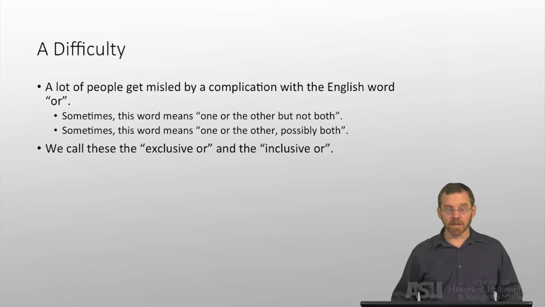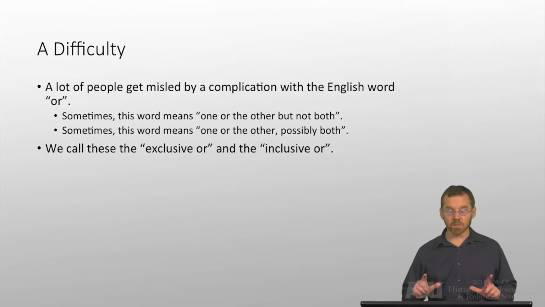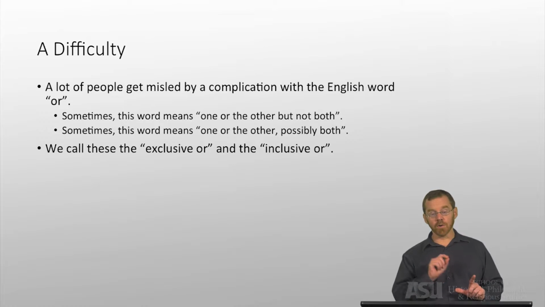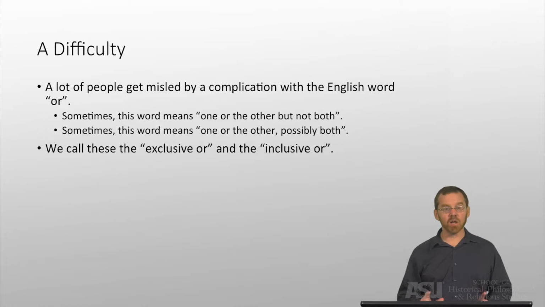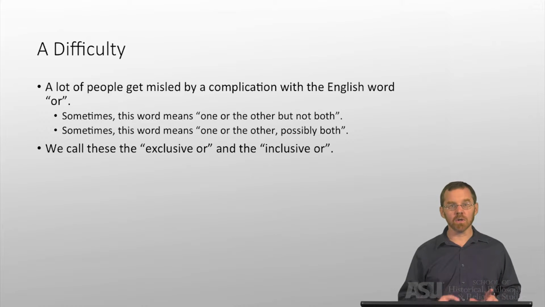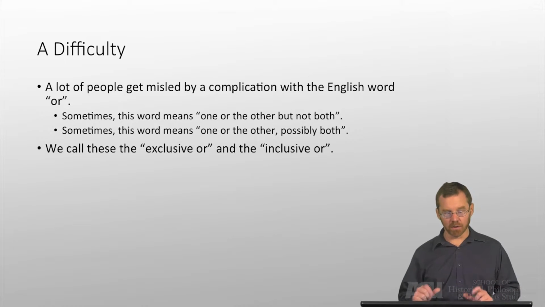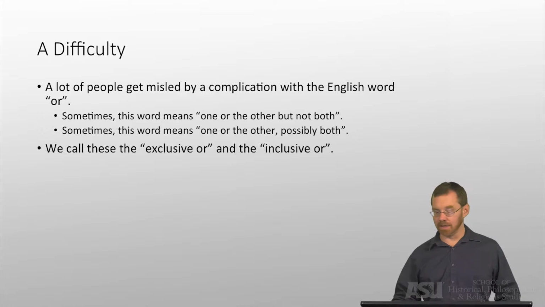At this point, we run into a difficulty. A lot of people get misled by a complication with the English word or. Sometimes this word means one or the other, but not both. Sometimes this word means one or the other, possibly both. We call these the exclusive or and the inclusive or. Let's start by looking at the inclusive or.